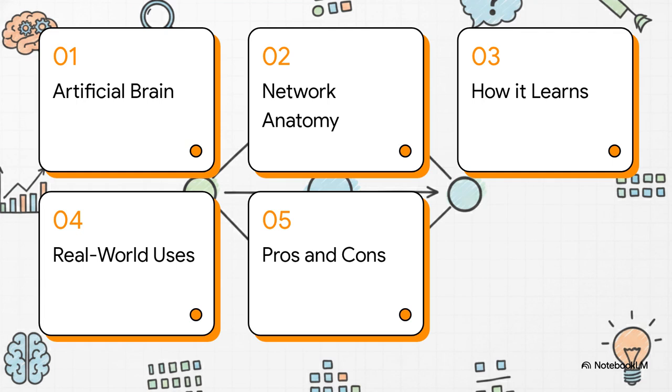Here's our roadmap for today. First, we'll meet the artificial brain. Second, the anatomy of a neural network. Third, how the network actually learns. Fourth, real-world applications. And finally, number 5, the good and the bad. Let's get right to it.